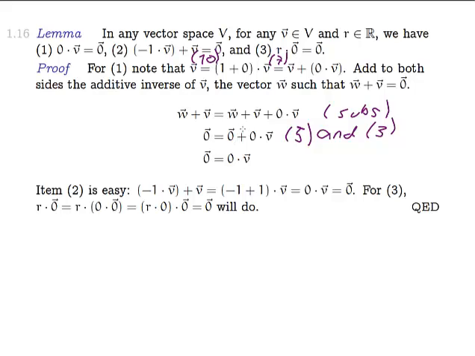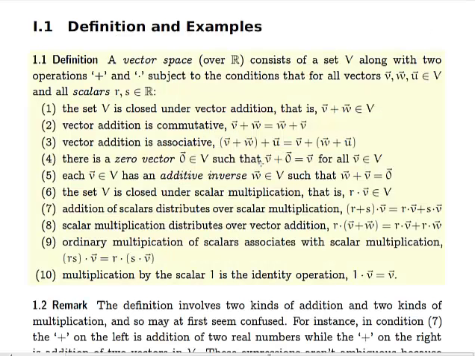Now finally, how does he get from here to here? He gets rid of the 0 here because the 0 vector plus any vector is that vector. So here he's using property 4.